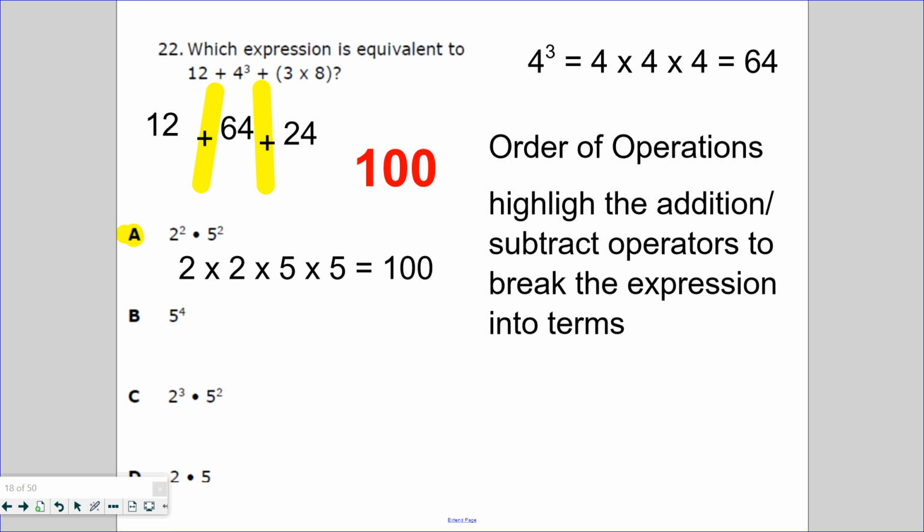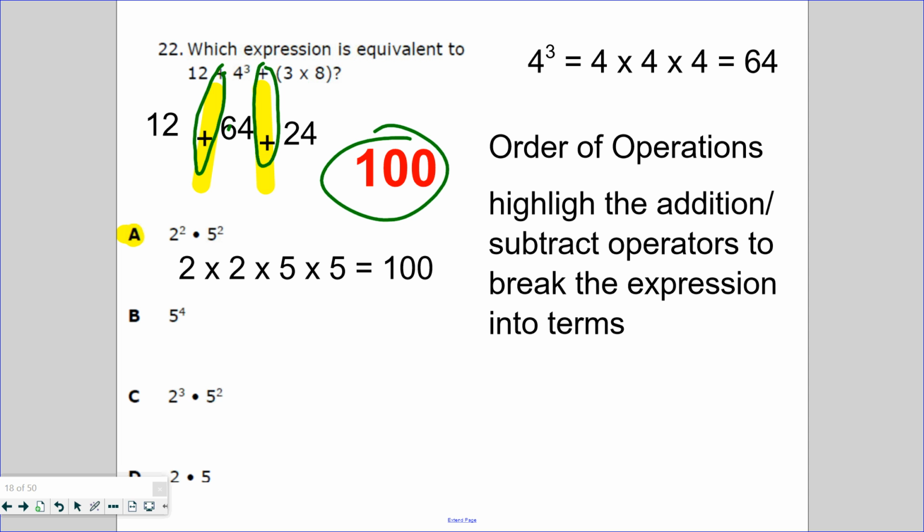22. Which expression is equivalent to this? So again, order of operations. You break it down, highlight the addition and subtraction operators. The left side is 12. The middle, how do you say 4 to the power of 3 as repeated multiplication? 4 times 4 times 4 is 64. The right side is 24. So 12 plus 64 is 76, plus 24 is 100.